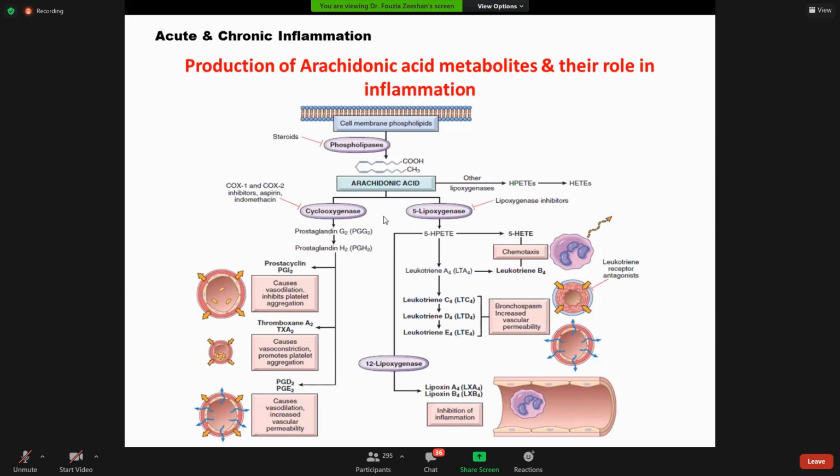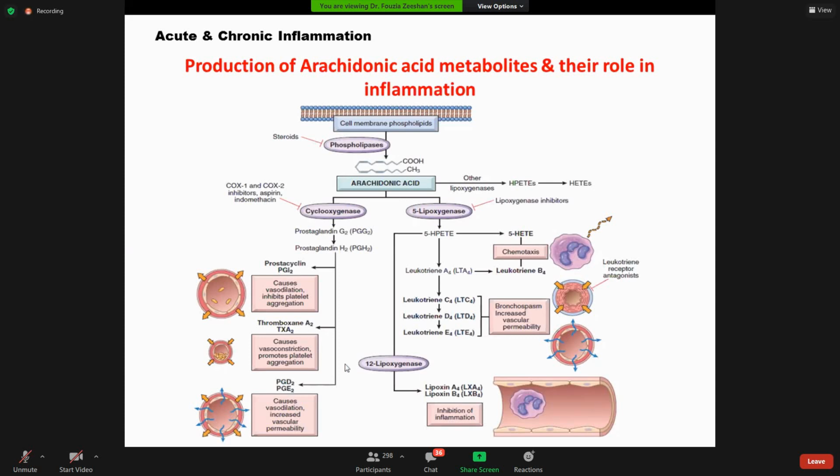Then further, arachidonic acid has to undergo two mechanisms, the cyclooxygenase and the 5-lipoxygenase. Cyclooxygenase moves towards the formation of prostaglandins. We know that prostaglandin is very important. It is not new for us. Each prostaglandin has a different role, like prostaglandin G2, H2, I2 that cause vasodilation and inhibit platelet aggregation, thromboxane A2 that causes vasoconstriction, then the D2 and E2.